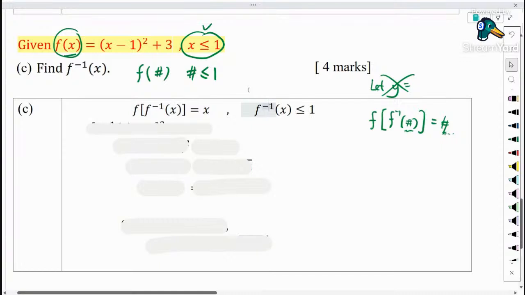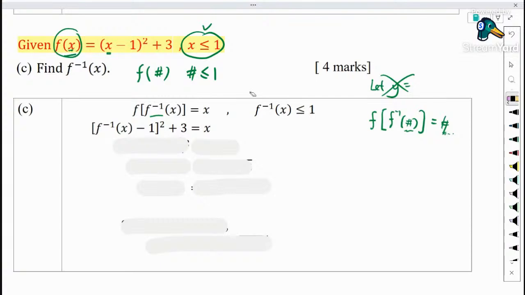Now we proceed further. What is happening with f composite f inverse is that we substitute f inverse into the function f, where at all the positions of x in the function f, we substitute f inverse. As a result, this is what we have. Rearrange the equation so that we have the inverse on one side, the rest on the other. So initially, I have (f inverse minus 1) squared equals x minus 3. And then watch out. I would like to get rid of this square here.